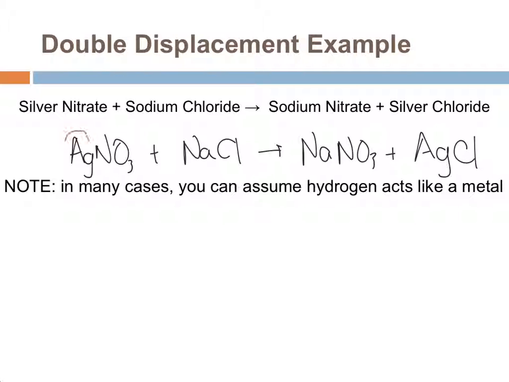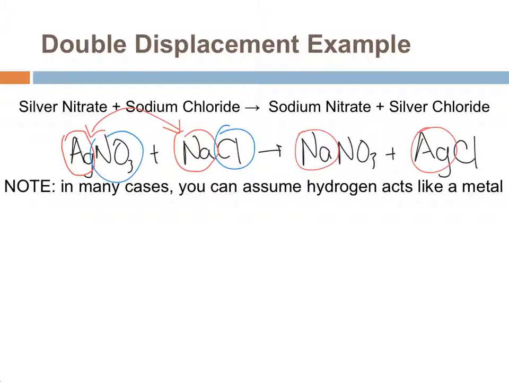Now what you have to recognize is that our silver and our sodium are our metals, and they are swapping places. Our nitrate and our chlorine are our non-metals. So when the silver and the sodium swap places, that gives you sodium nitrate and silver chloride. Now you can get a double displacement where you have hydrogen and it acts like a metal.